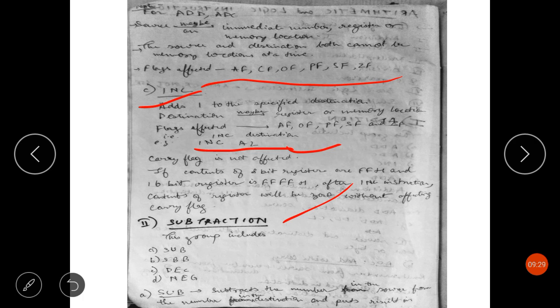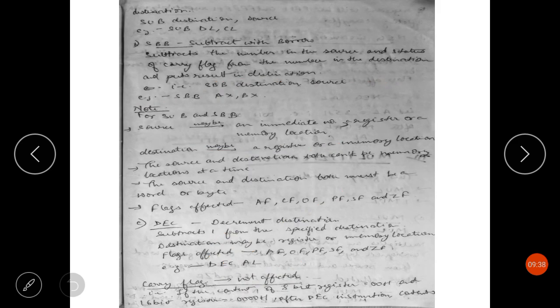Now the next arithmetic operation that we're going to deal with under this group is subtraction, and under this the instructions are SUB, SBB, DEC and NEG. So what does the SUB instruction do? It subtracts the content of source from the content of destination, and the result gets stored in the destination. Similarly, SBB, subtract with borrow, subtracts the content of source and the content of carry flag from the content of destination, and the result gets stored in the destination.